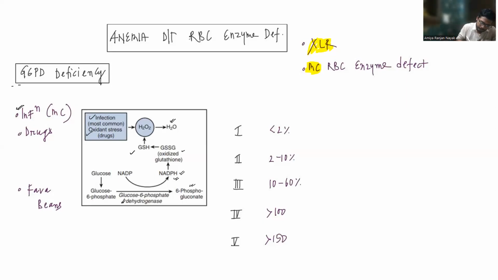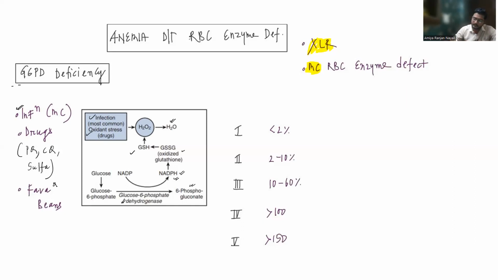Among the drugs, important ones are primaquine and chloroquine, which are used as antimalarial drugs, and also sulfa drugs. There are various other drugs also, but these are the important ones. It was first identified in patients who had received primaquine. And among the food items, fava beans are classically known to cause hemolysis in G6PD deficient individuals. How this oxidative stress causes hemolysis, we'll discuss in the next slide.